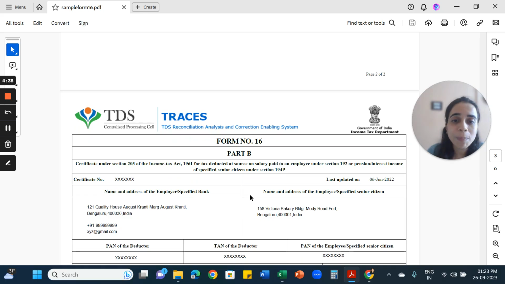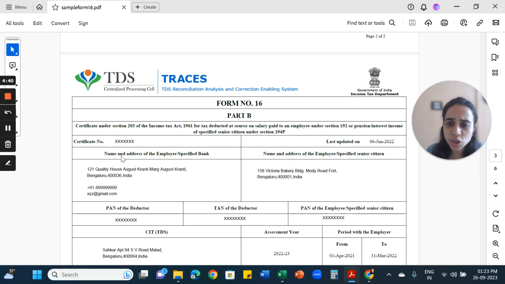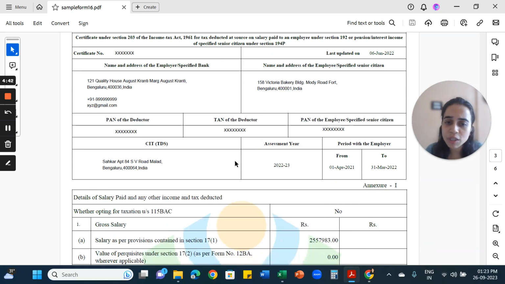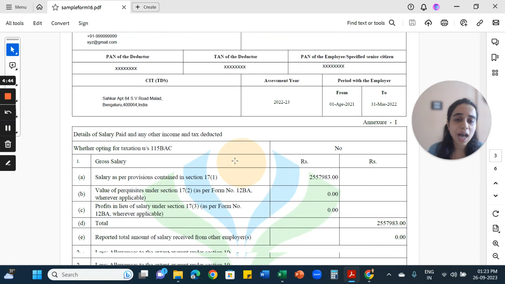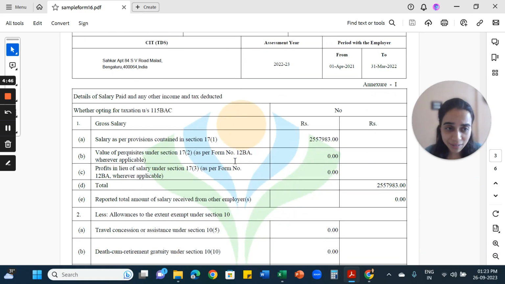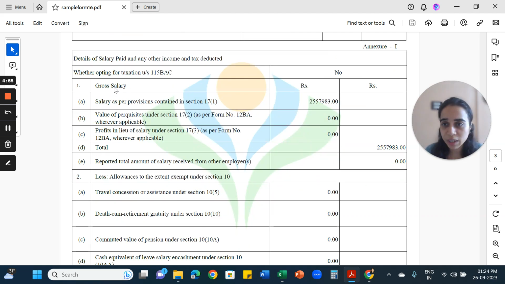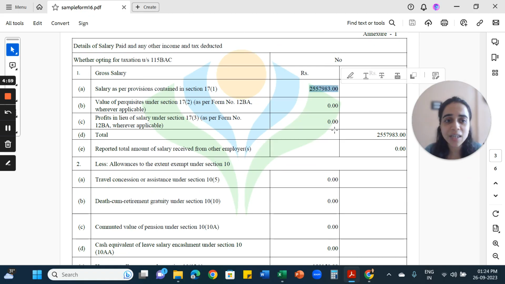Now we will come on to part B. Part B will initially have the same details: name, address, PAN, TAN. Later on it will have a detailed breakup of salary, and a detailed breakup of exempt income under the Income Tax Act and everything. So you can see you have a gross salary here. This employee has got something like 25 lakhs.